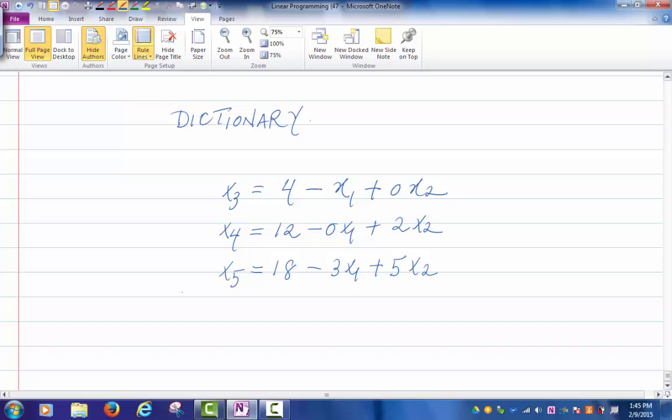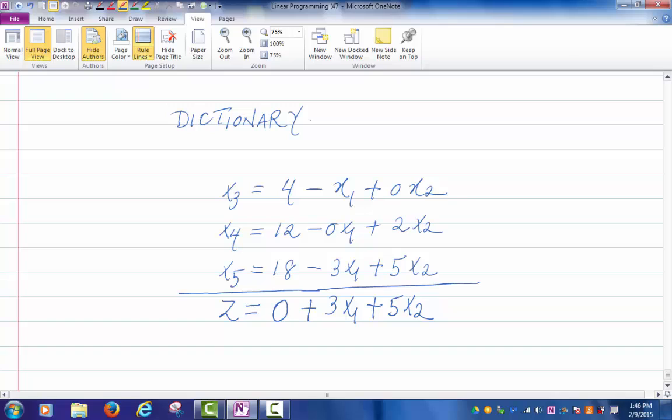And then I'm going to write a horizontal line underneath, and then I'm going to write down z. Remember what was z? z is 3x1 plus 5x2, okay? And I am going to add 0 here because it doesn't change anything. Okay, is everybody done writing it down? So this is our initial dictionary.